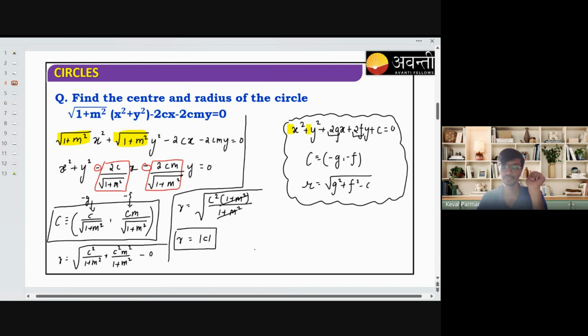Is it clear, Jhansi Rani? So we can move further. Give me a thumbs up if it's clear, the center and radius. Or if you have any doubt, you can message in the chat box. Is it clear? Yes or no? Come on. Give me a thumbs up. Hello. Are you there? Okay, okay. Super. Chalo.